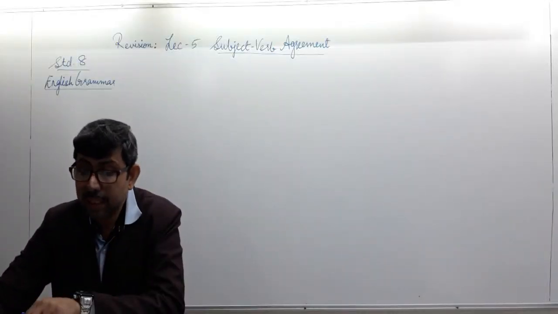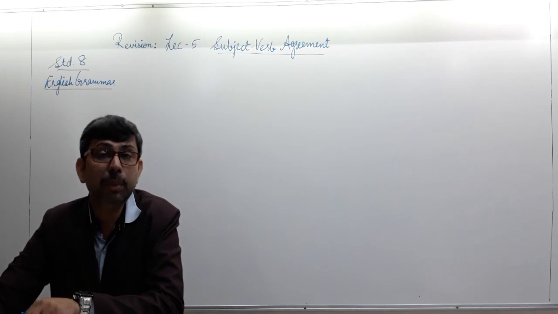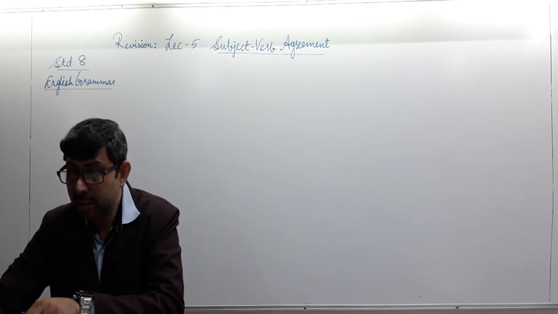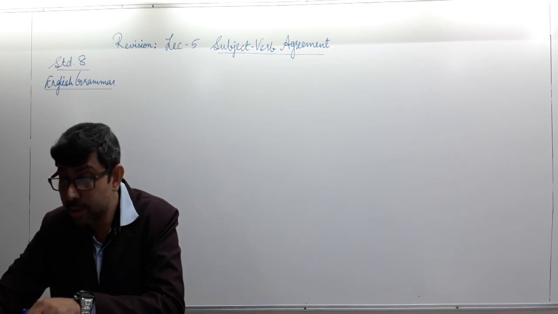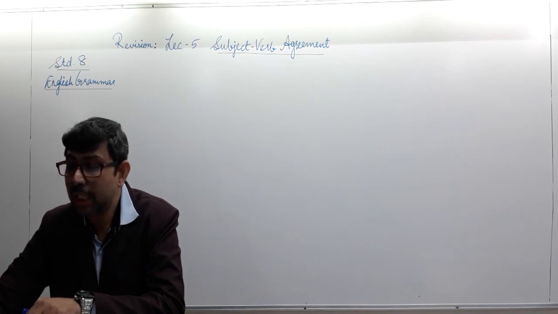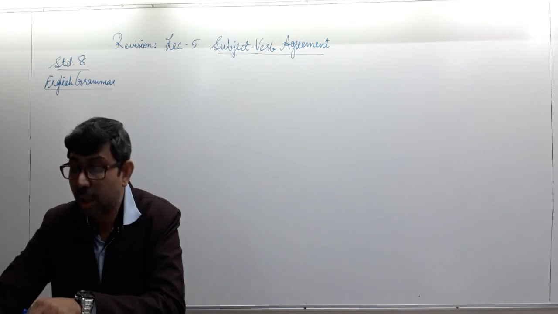So the verb is getting agreed with the subject, the man. That is the rule that we have observed: if the subject and the verb are separated by a group of words, the verb must agree with the subject.